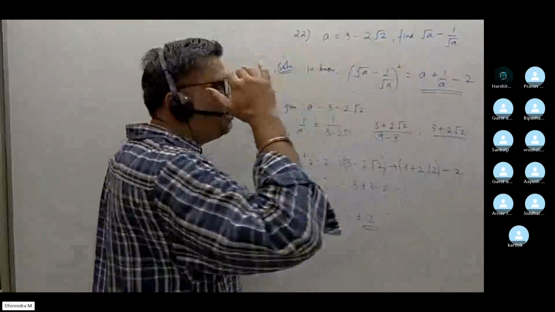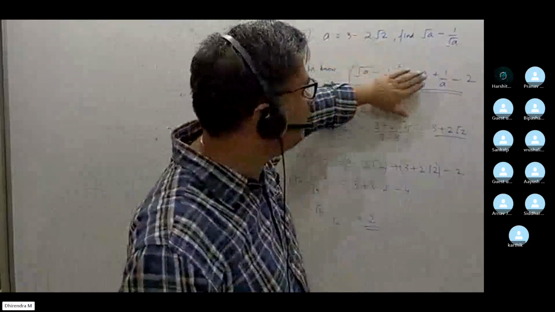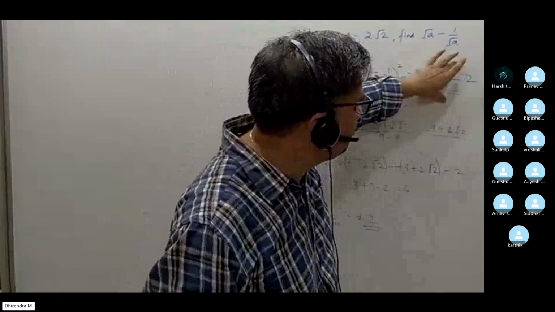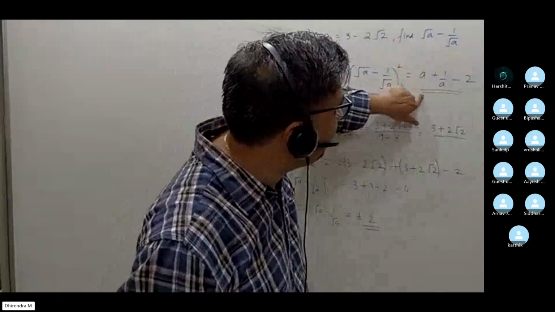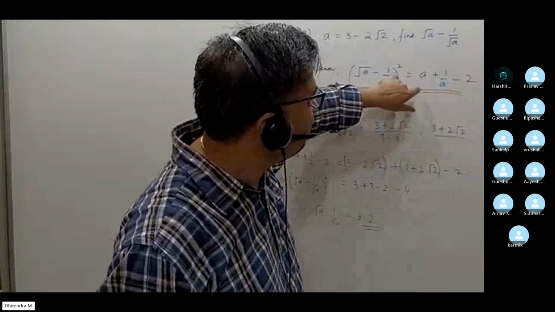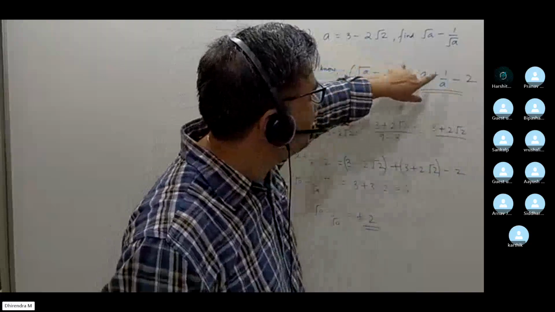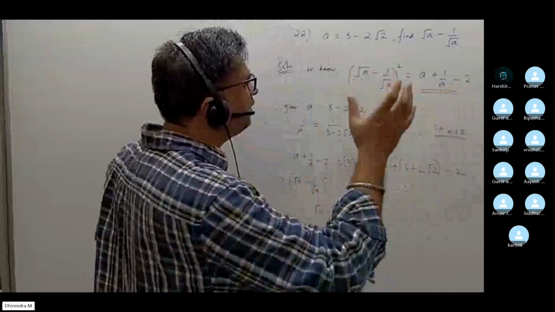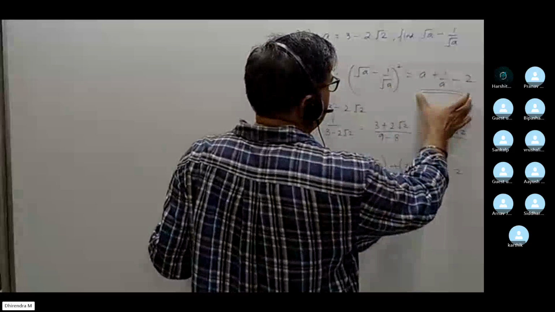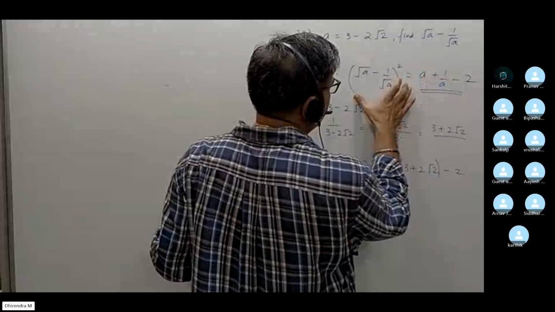If I do a square root of this, then I am able to envision that if I'm doing a square of this, I get this expression. Yes, if I square this, I get this expression. I can easily find this. I know a. I can find 1 by a. And by doing this, I can find this. I already know that I can find this.